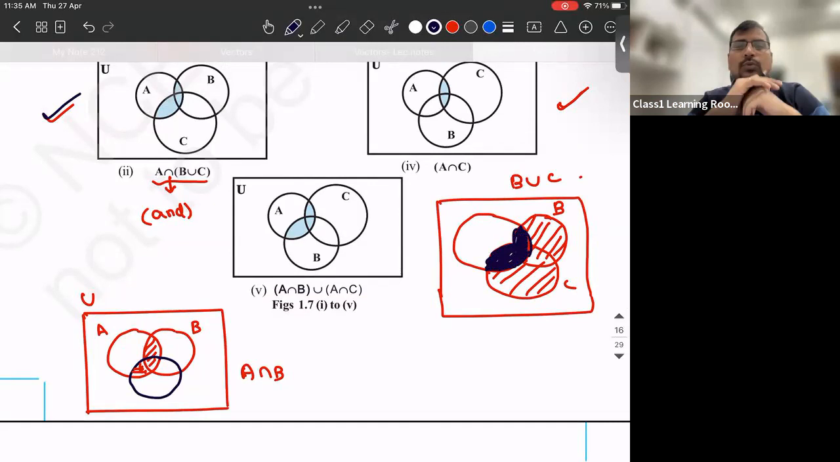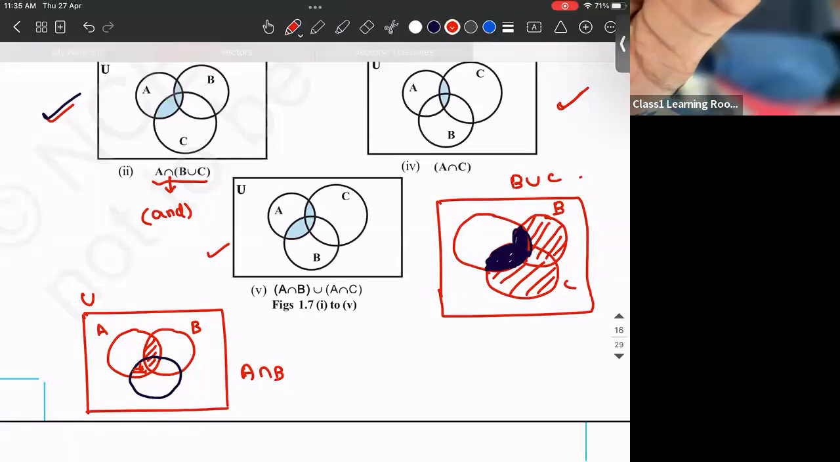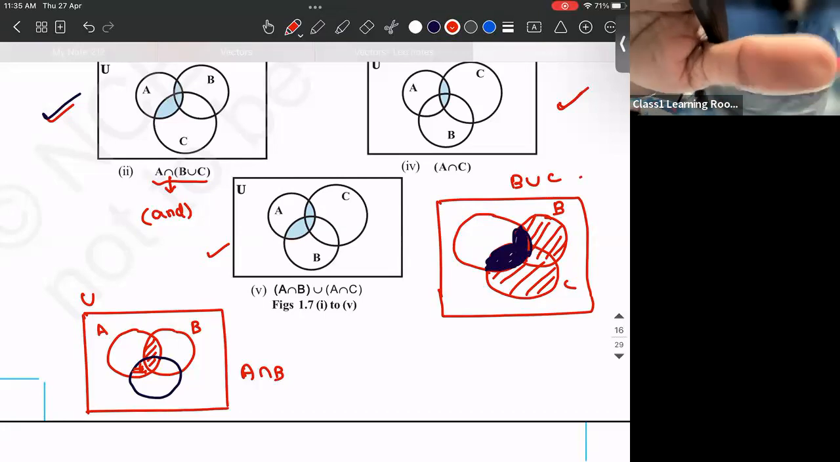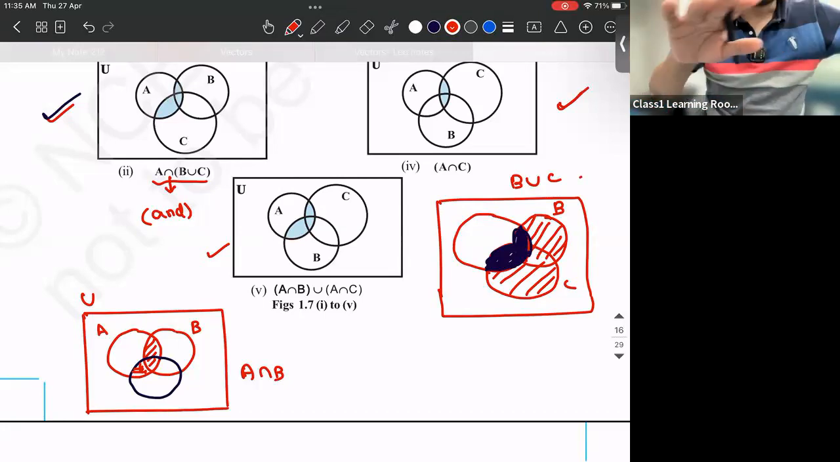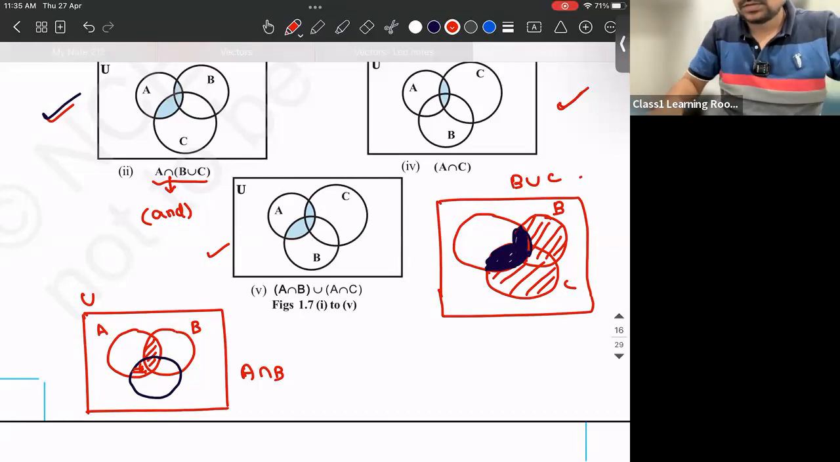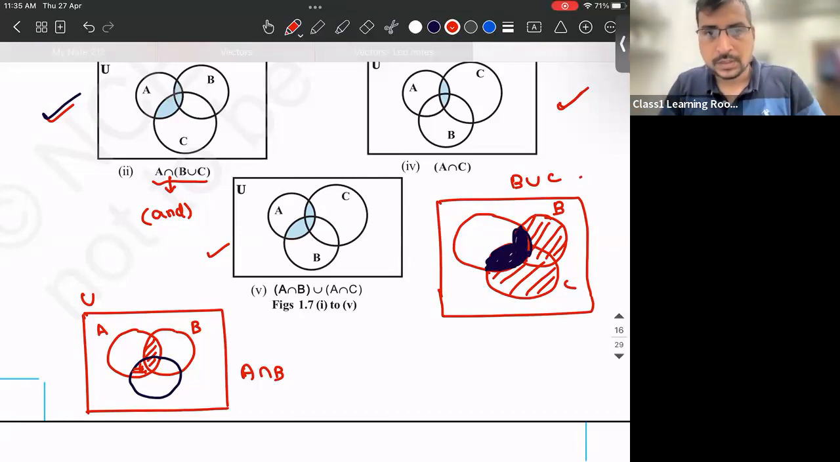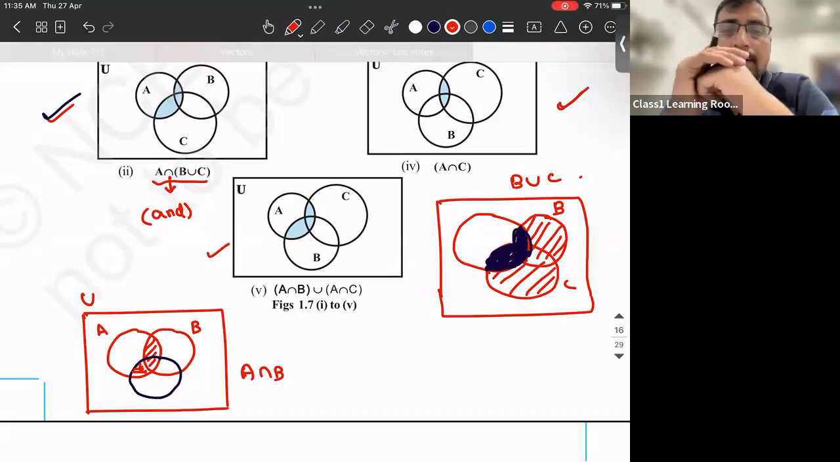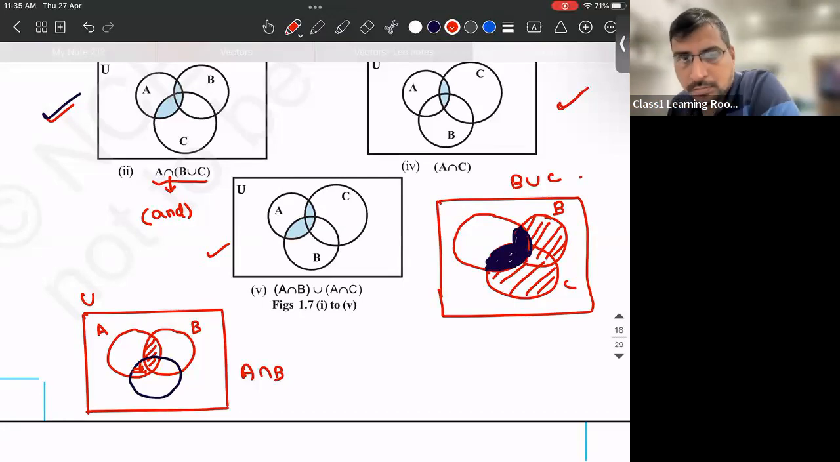This is what we are going to do throughout this exercise: understanding Venn diagrams and representing them. So what about the next one? A intersection B union A intersection C. So we have all the region.